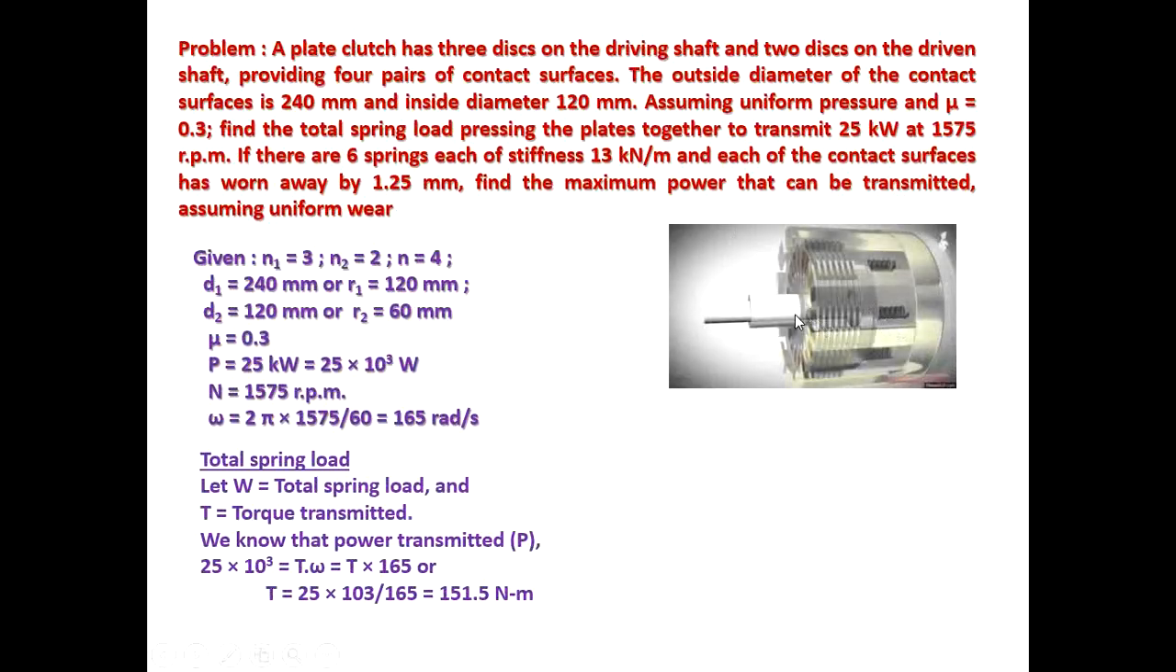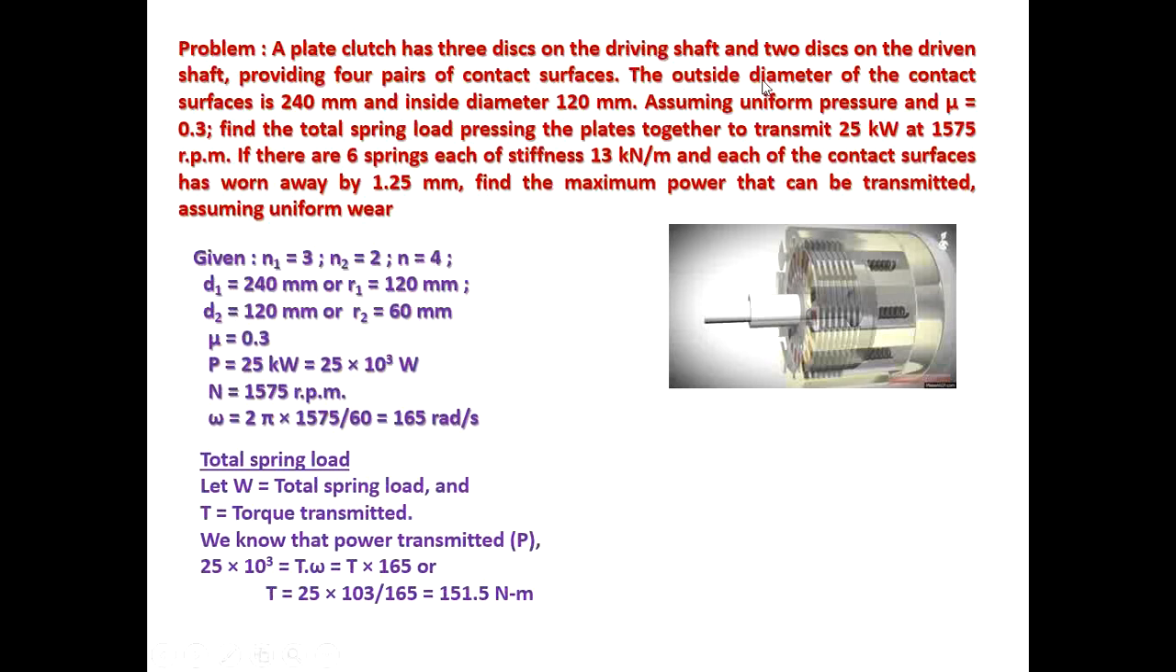Now let us go with the problem statement. So here this is a multiple plate clutch. In this multi-plate clutch, the 3 discs are on the driving shaft, and 2 discs are on the driven shaft. So totally there are 5 discs. By default N1 equals 3 and N2 equals 2. If we substitute in the equation N1 plus N2 minus 1, then the number of contact surfaces n equals 4.